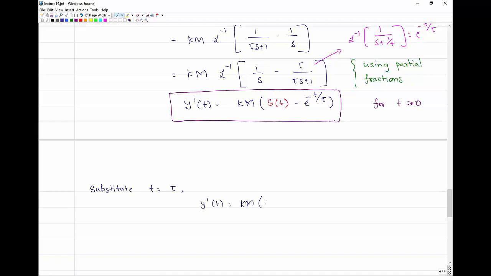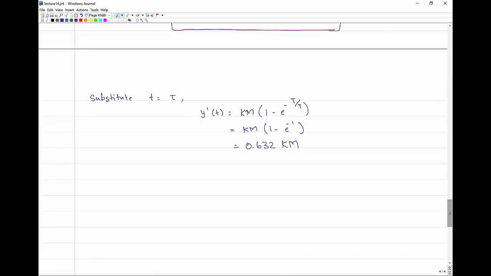Let's substitute t equal to tau. That gives us an output that is equal to 0.632 times km. In other words, when time is equal to tau, the output is going to be equal to 63.2% of k times m.